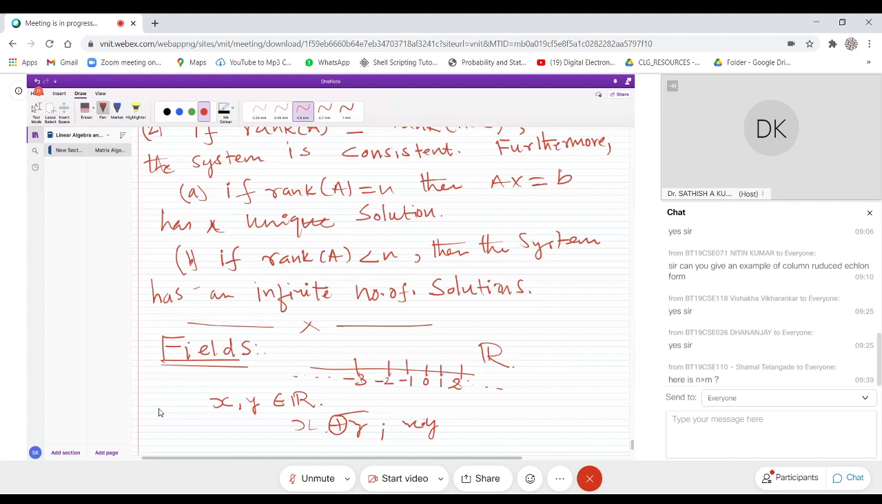A field will satisfy certain properties with respect to those two operations. One is called addition, and the other is multiplication. With respect to those properties, we can state some properties which define a field.